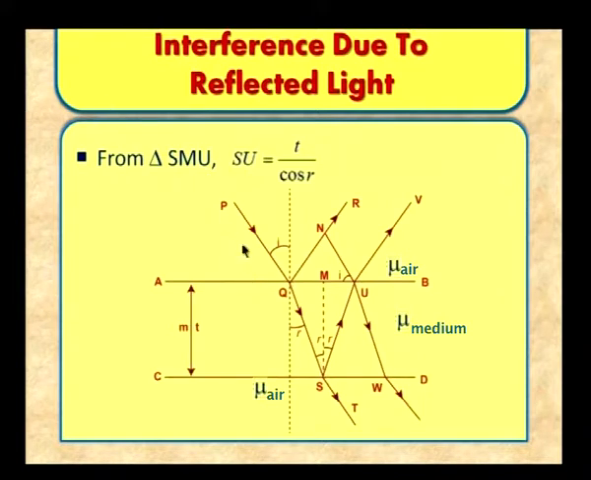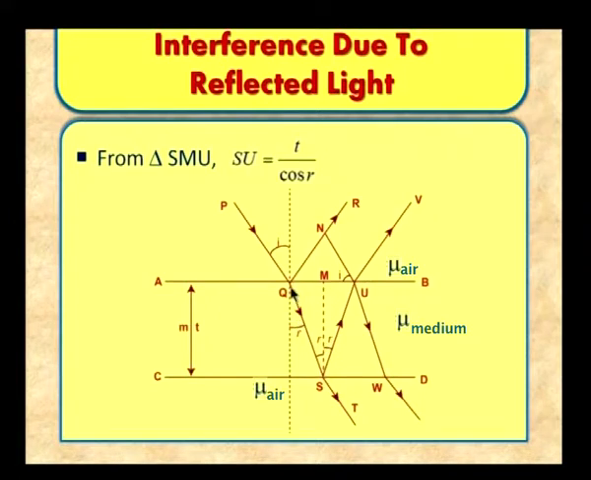So, what is SU? SU is this distance, and it will be equal to QS, obviously QS and SU should be equal. If you look at the triangle, what is cos r? Cos r is SM by SU, and SM is the thickness of the film, T. So cos r will be T by SU, or SU will be T by cos r. Essentially, SU is equal to T by cos r.